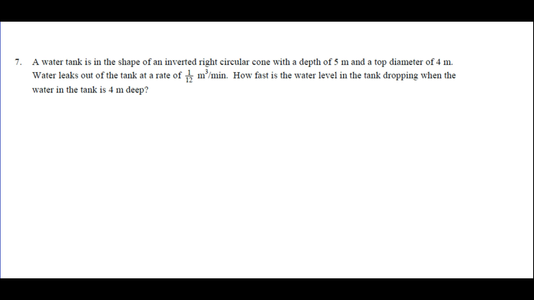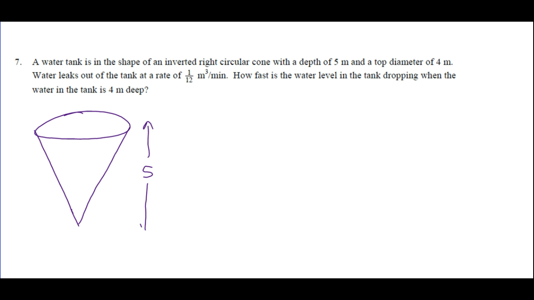So, let's kind of draw the cone. And we know that this cone is 5 meters tall. We know that this cone has a radius of 2 meters. Remember, if we're doing a formula for a cone, it's not in terms of diameter, it's in terms of radius, right? So let's convert that diameter into a radius of 2 meters. Height of 5 meters. There's water leaking out, right? So 1/12 of a cubic meter per minute.